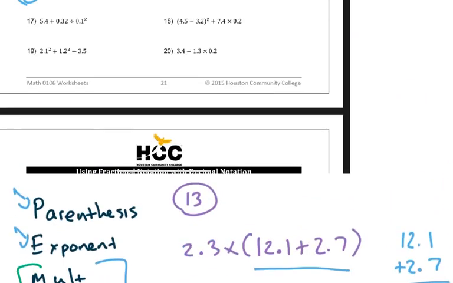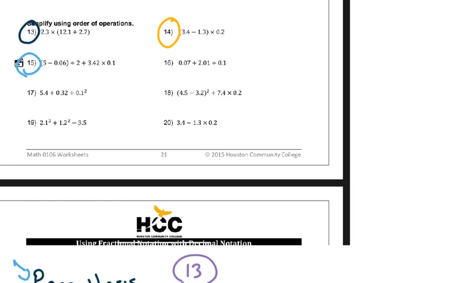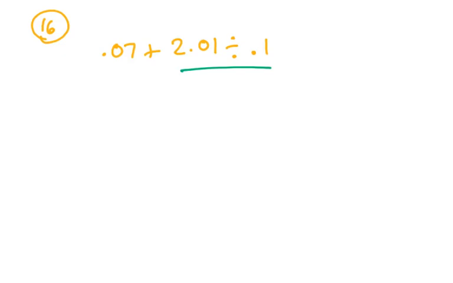So, the next one is going to be number 16, 0.07 plus 2.01 divided by 0.1. This one looks a little easier than the others. Okay, cool. All right, so here is number 16. Again, it's 0.07 plus 2.01 divided by 0.1. And here again, you've got to follow PEMDAS, which says we need to divide before we add.